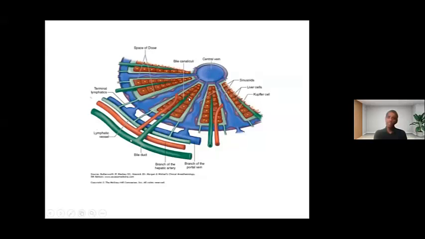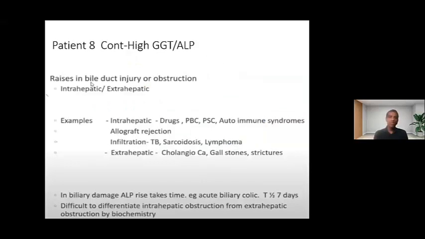Why is there a transaminitis? Because the lining hepatocytes also, if there's damage here, invariably it will affect the normal hepatocytes as well. So that's why you will see elevation of AST and ALT. So why high ALP and gamma GT? Most probably due to bile duct injury or obstruction. So it may be intrahepatic or extrahepatic.